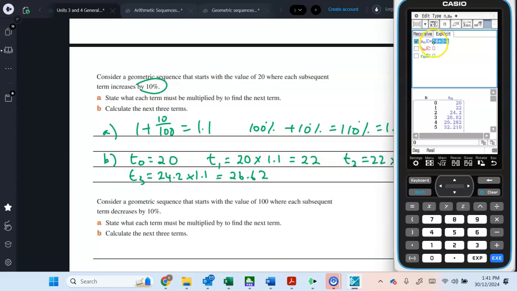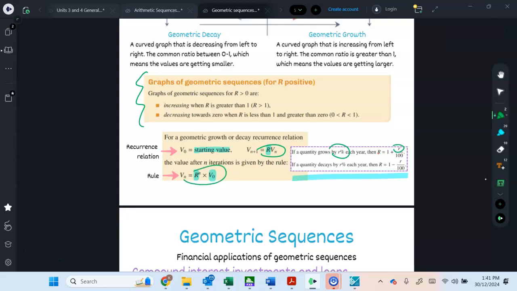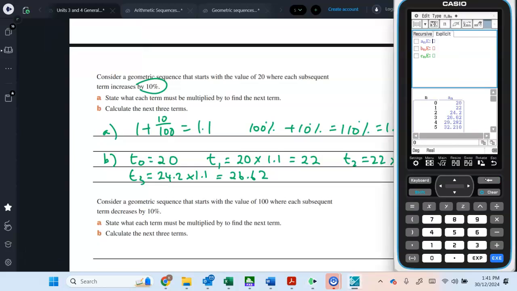And you could also use the rule there if you wanted to. So going back to here, looking at your rule, so R to the power of n times V0. So 1.1 is our common ratio times n. Whoops, I forgot to put the 20 in. Why isn't this working for me?